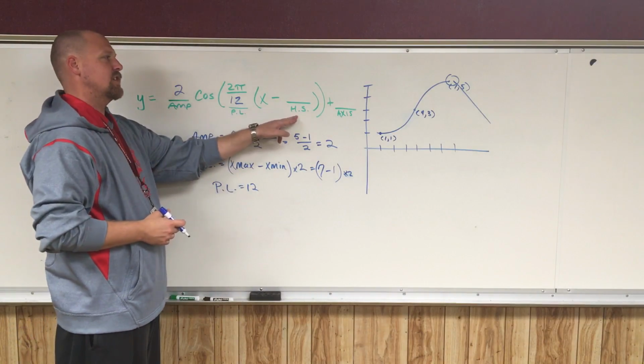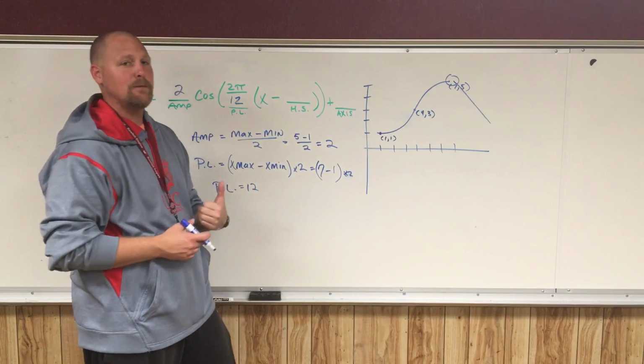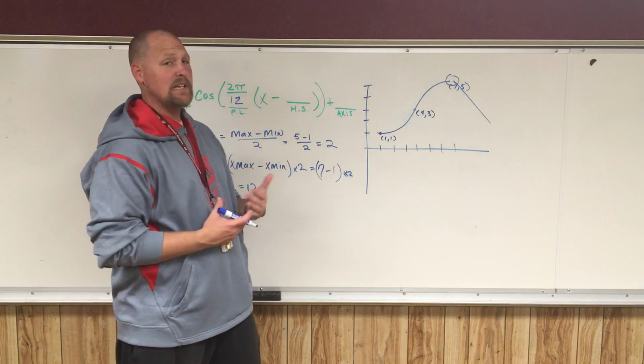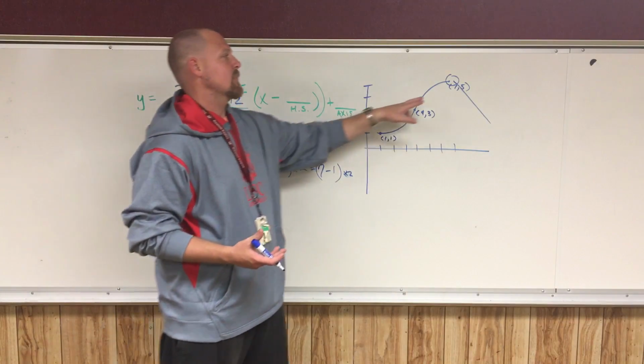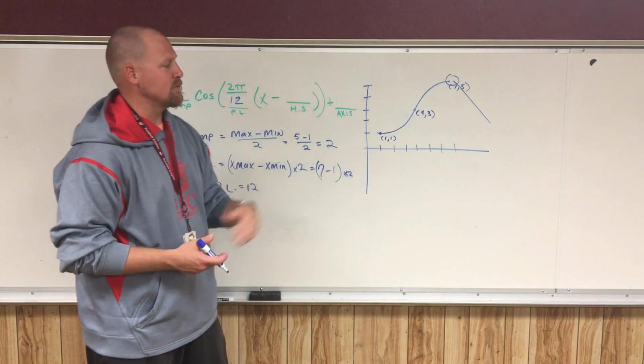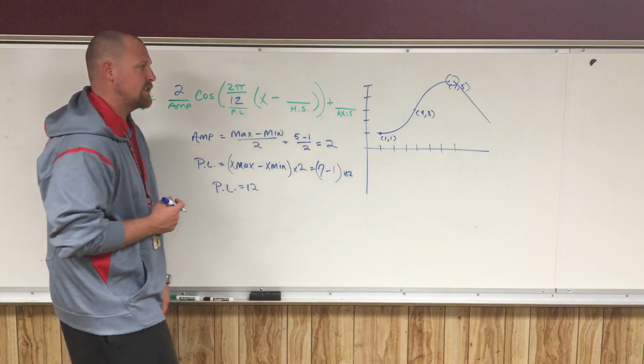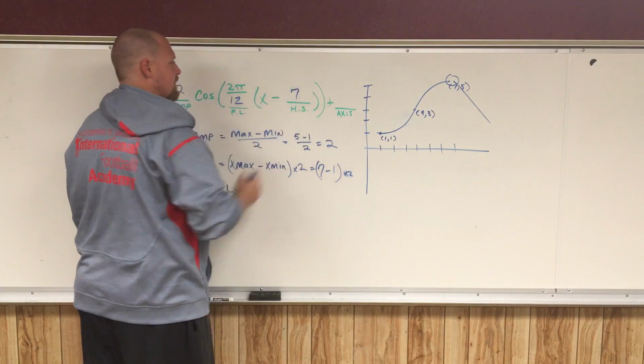The horizontal shift is the x value at the first maximum. Actually, it could be the x value at any maximum you want, but we're going to go with the first maximum. In this case, it's the only maximum we see. So the x value here is 7.